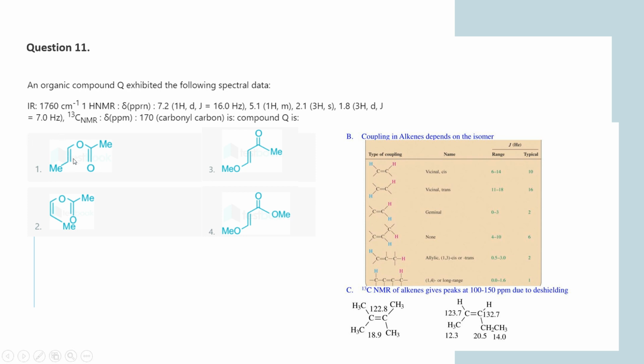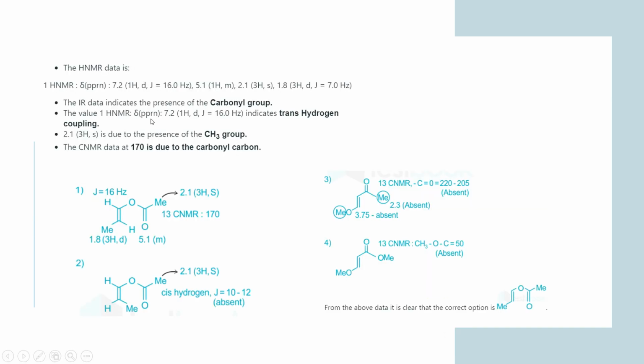And due to these vicinal trans couplings, we are getting a signal of 7.2 for the proton at this carbon, giving a doublet. If you look at the doublet, you have two peaks there, right, in the signal, and the two peaks are apart from each other by a value of 16 Hz. So the correct option was option 1 for this question. So thus we have found the correct structure for the data.